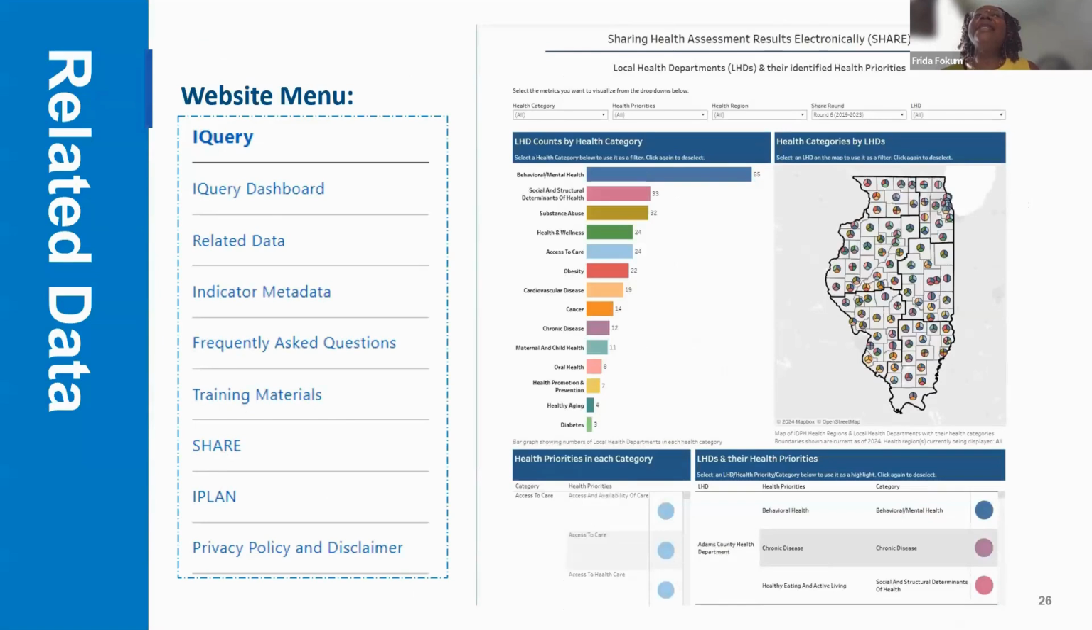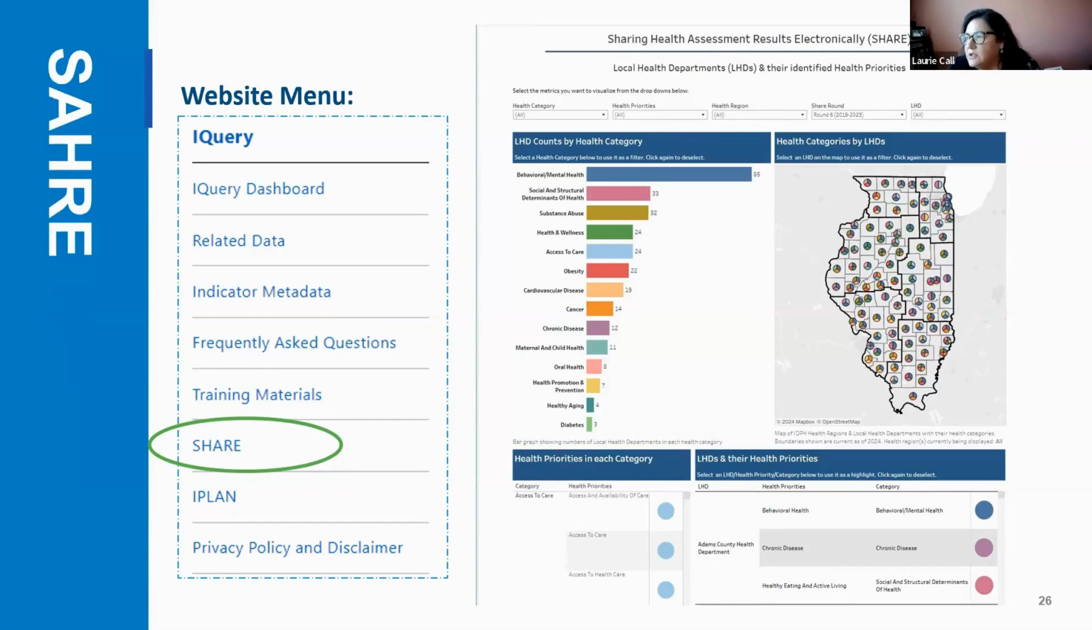So our next section is related data. And for this one, I would really like to share my screen, because these are the different menus we have. We have iQuery, the dashboard, related data, indicator, and now this is the share. Under the share, we have this database, and we have this dashboard. For this section, permit me to share my screen so that it becomes more lively. Sure. There you go.